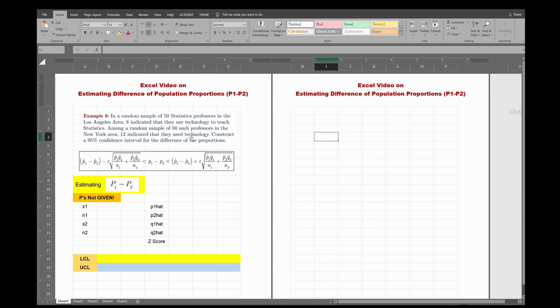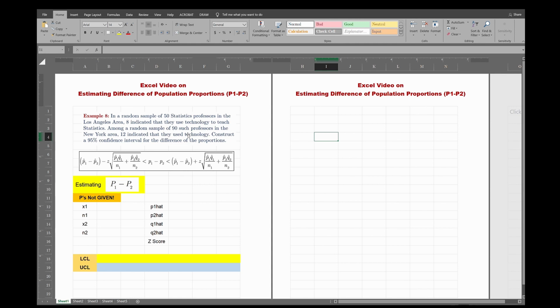Welcome to my Excel video on estimating the difference of population proportions or percentages. Here in this video, we'll be looking at estimating P1 minus P2 and showing you how you could actually put in the values given in the exercise, and then from them calculate the values you need to plug into the formula and actually get the left-hand side and the right-hand side of the confidence intervals.